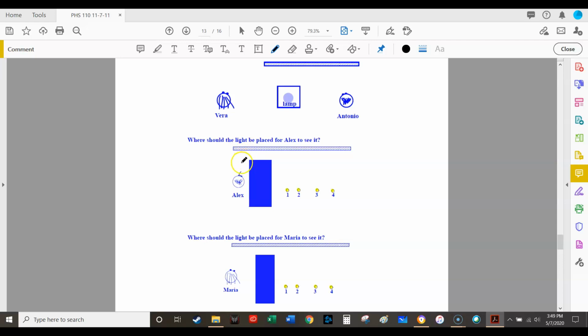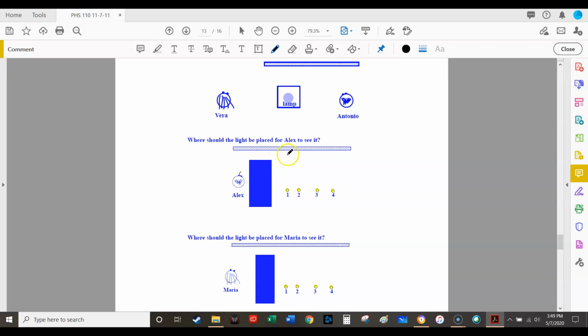So pause the video, think about it, and you're going to have to draw ray lines with the incident angle, reflection angle, and draw the normal, which is a perpendicular to the interface, which is the surface of the mirror. Okay? So pause the video and try it out now.